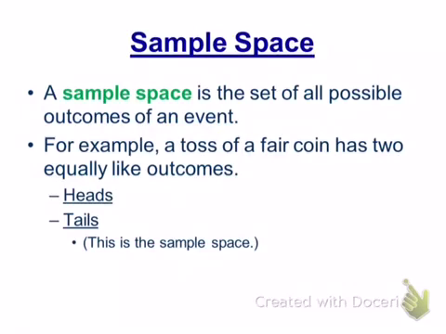For example, a toss of a fair coin has two equally likely outcomes, heads or tails. That's the sample space. So if I ask you what is the sample space for flipping a fair coin, the answer is heads, tails. What's the sample space for days of the week? It's all the days of the week, right? So if we're talking about the probability of something happening on a day of the week, then our sample space is all possible outcomes. So that would be Sunday through Saturday. Each possible outcome is that.